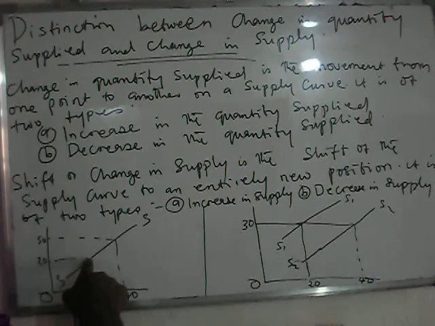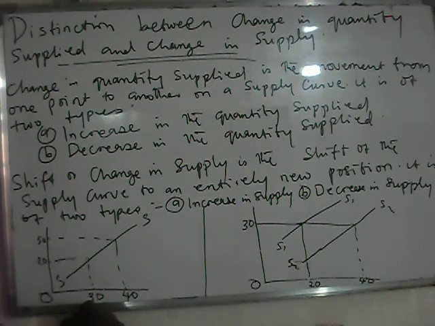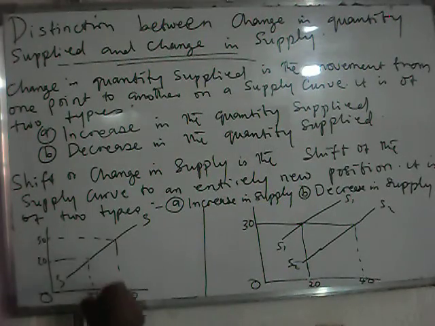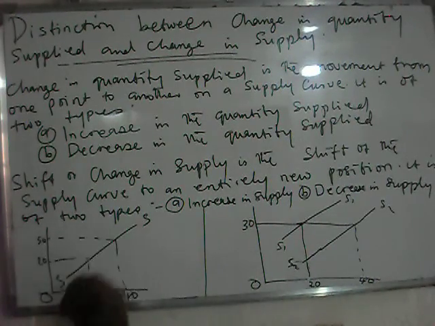Can you see this point? What is the implication of this point? At the price of 20, what is the quantity supply? 30. So it moved from this point to another point where at the price of 50, the quantity supply is what? 40. Is that clear?